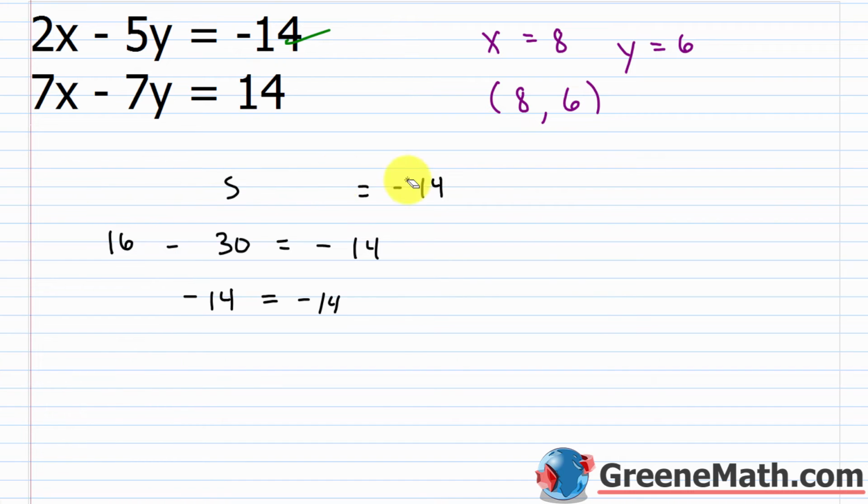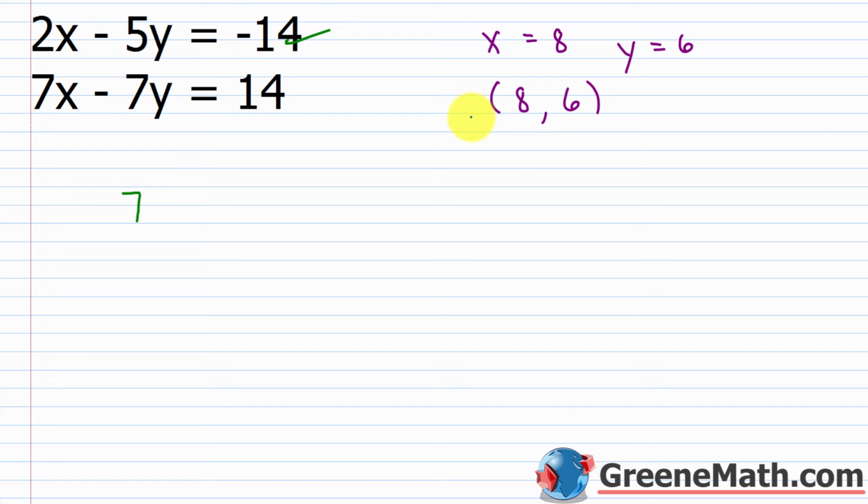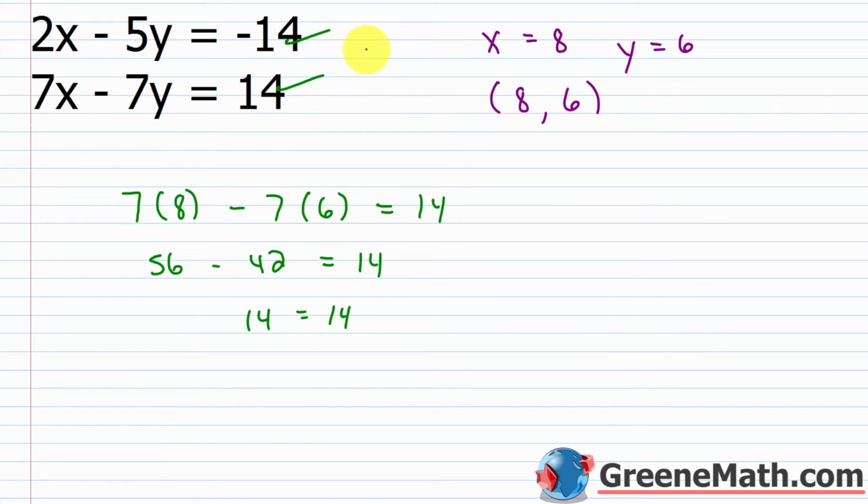For the next equation of the system, we have what? We have that 7x, so 7 times 8, minus 7y, y is 6, equals 14. 7 times 8 is 56, minus 7 times 6 is 42. Does that equal 14? Yes, it does. You get 14 equals 14, so it works out here as well.